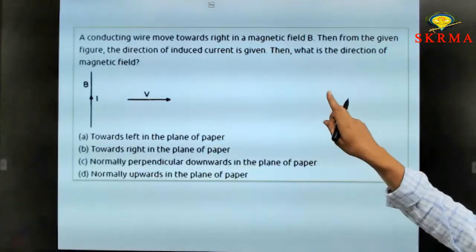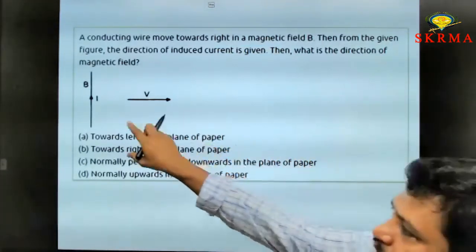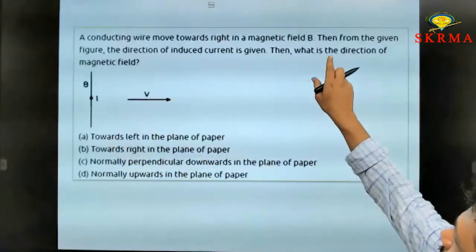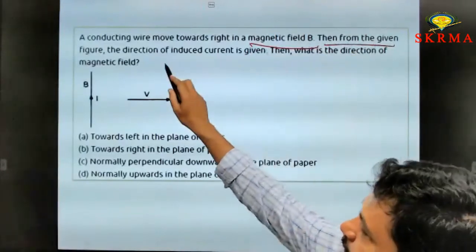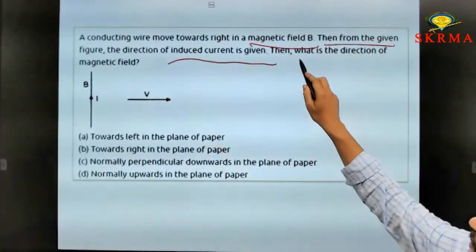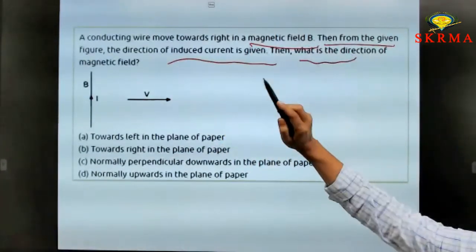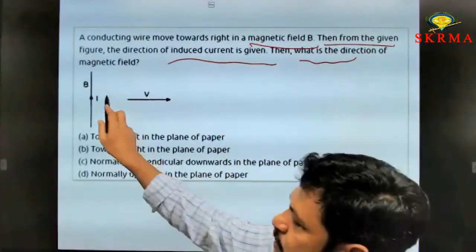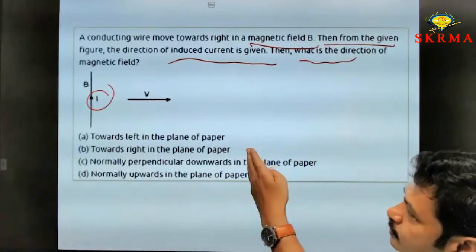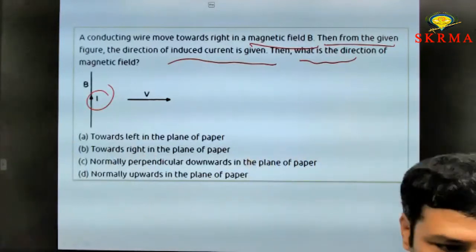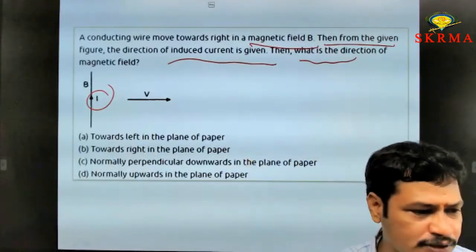A conducting wire moves towards the right in magnetic field B. From the given figure, the direction of induced current is given, and we have to find the direction of the magnetic field. What is the direction of the magnetic field? Just apply the rule.